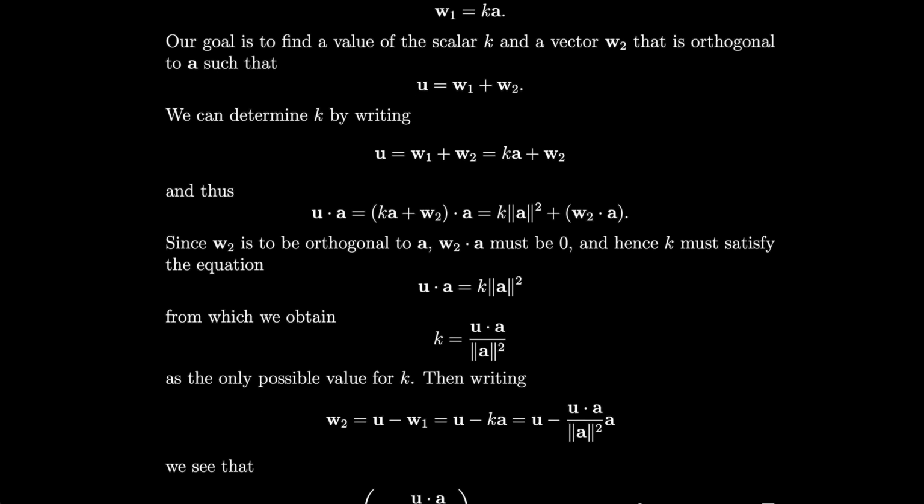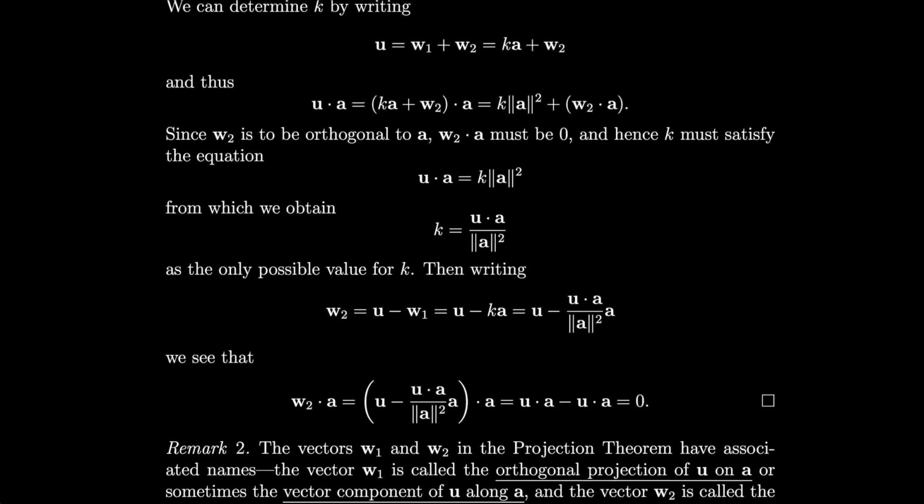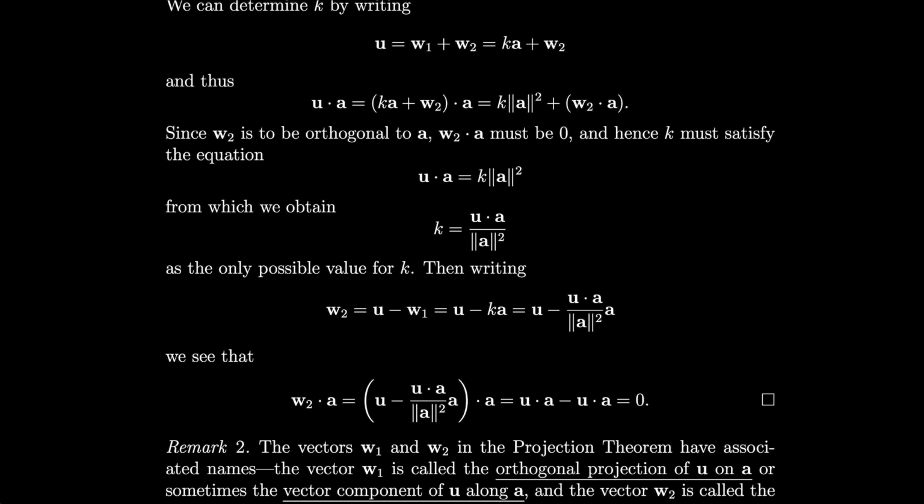So then we can write w2 equals u minus w1, which is, again, u minus ka, which is equal to u minus this thing replaced in for k times a. So from there, we see that w2 dotted with a is equal to this thing. And then if we do our distribution, a dotted a is going to be the length of a squared, which will cancel with the length of a squared. And then u dot a is just u dot a. So we'll get u dot a minus u dot a, which is 0. So that's perfect. This is exactly what we wanted.